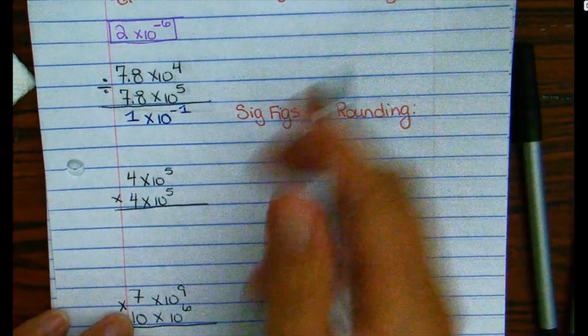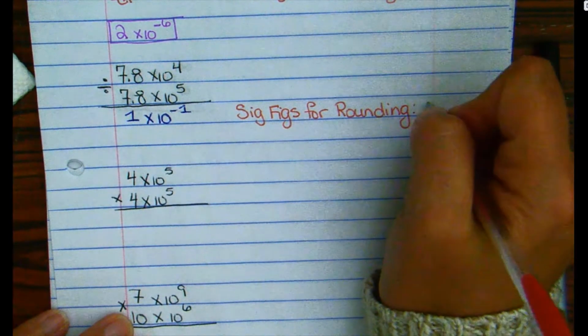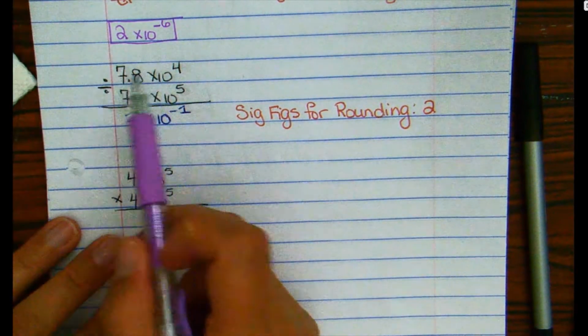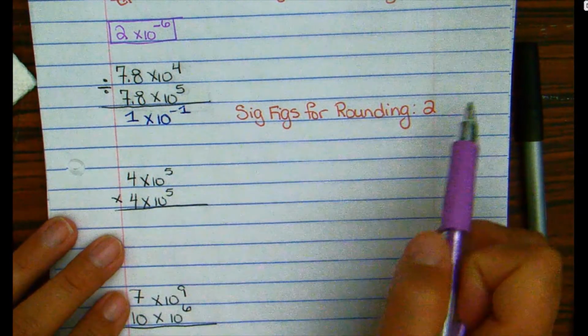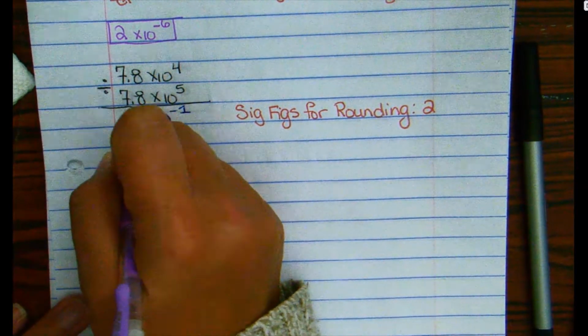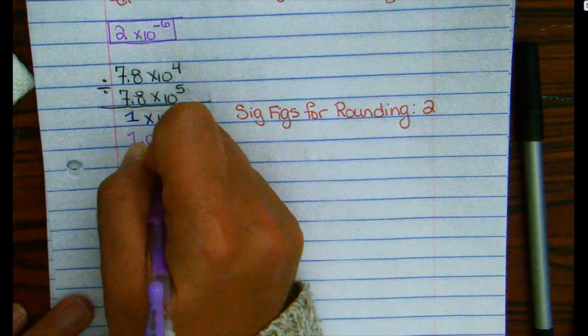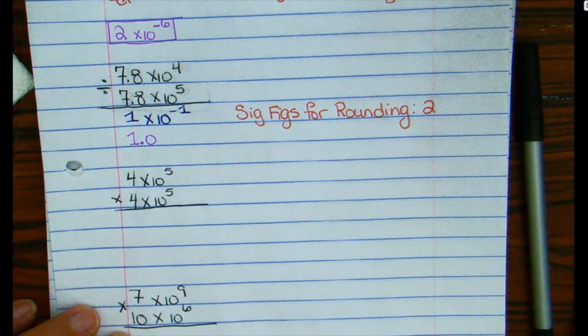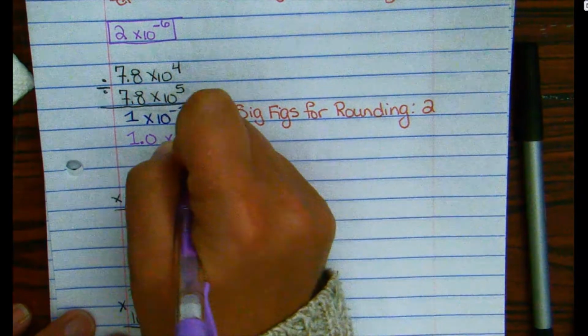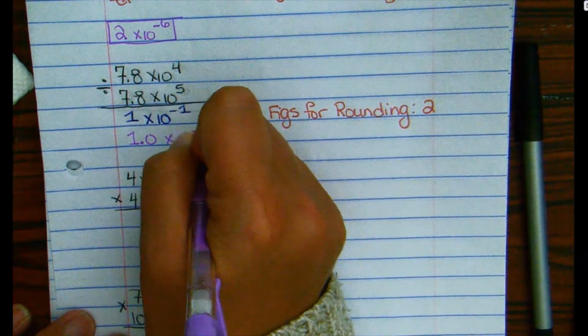And remember, it's the least. They each have 2. So on our final answer, that's already in proper scientific notation, we need to represent 2 sig figs. So that means we have to do 1.0, because remember, ending zeros after a decimal are significant, times 10 to the negative 1.